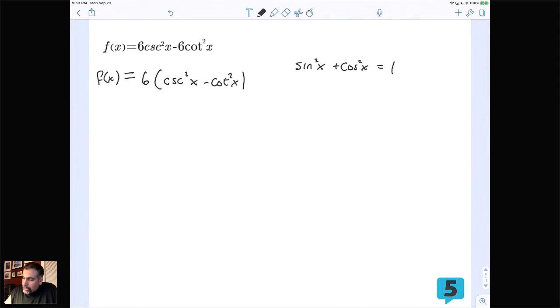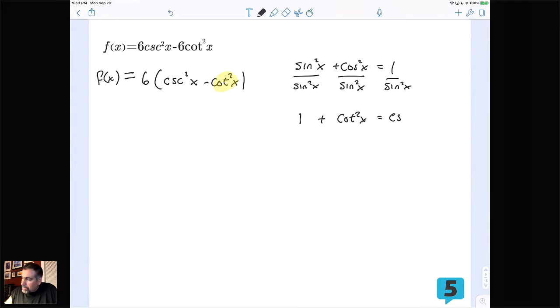So I want to focus on the cotangent squared for a second, because cotangent squared can be thought of using sines and cosines, because cotangent is really the same as cosine over sine. So if I want a cotangent squared, that would be the same as me writing a cosine squared over a sine squared. But here comes the rule: I can do anything I want to an equation as long as I do it to both sides correctly. How about I divide everything on both sides by sine squared?